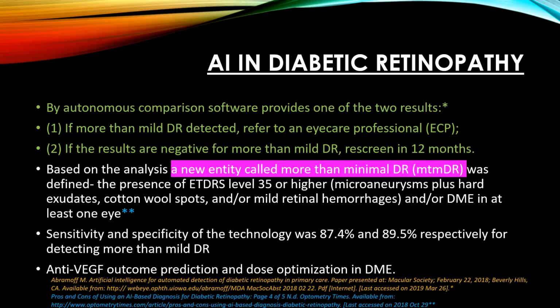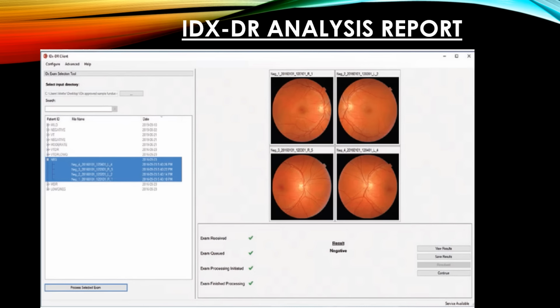The sensitivity and the specificity of the technology was 87.4% and 89.5% respectively for detecting more than mild DR, which is a good amount. And also we can have anti-VEGF outcome prediction and dose optimization in DME. So that is how this IDX-DR has been able to help us in the detection of diabetic retinopathy.